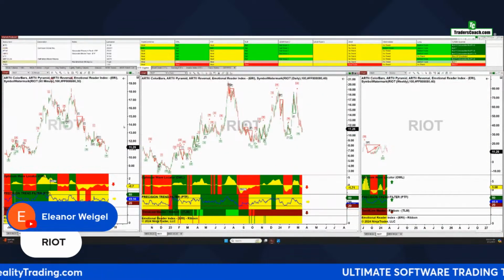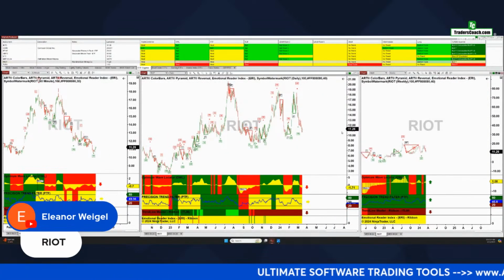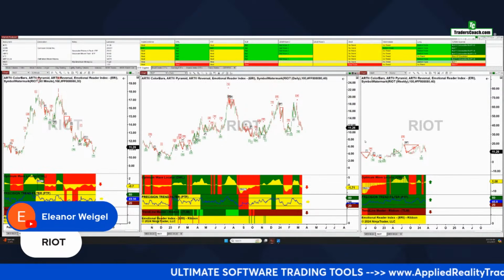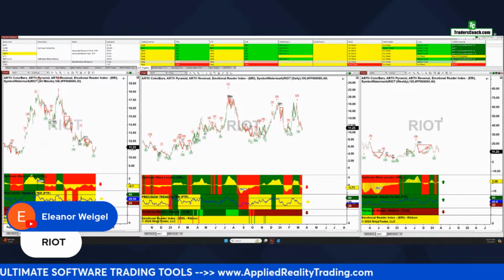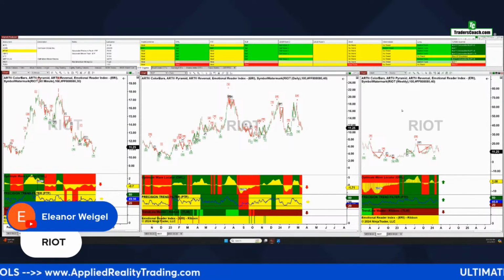All right, so that's it. I'm not going to recommend this one right now because I want to see a turnaround in the lower time frames. But if you're long on it already, just have your stop low so you can survive this volatility. If you're thinking about it, not yet.